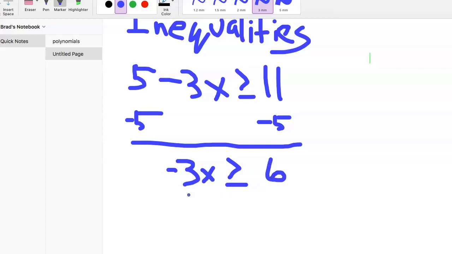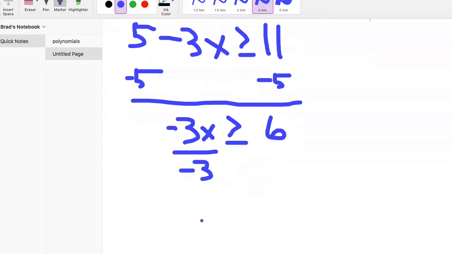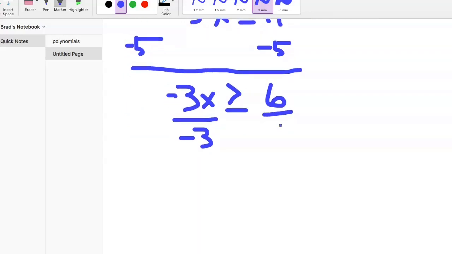Now, on this one, like last time we had to multiply, this one we have to divide. We have to divide by -3, so we just have that x by itself. Divide by -3. Okay, -3 divided by -3 is 1, so we're just left with x. Now again, because we divided by a negative, we've got to flip that sign. It was greater than or equal to, now it's going to be less than or equal to, and 6 divided by -3 is -2. There's our answer.